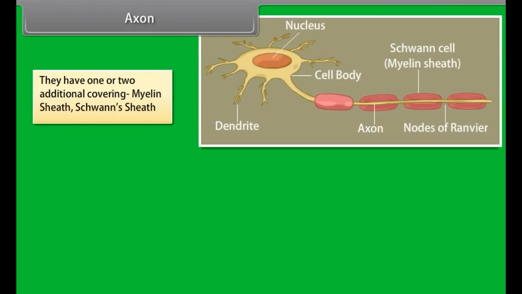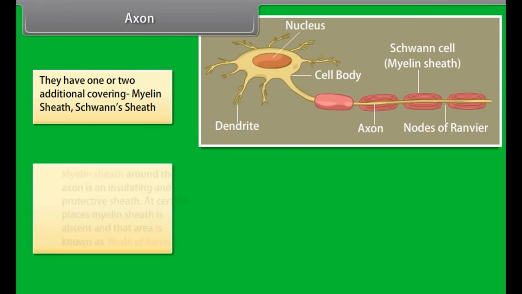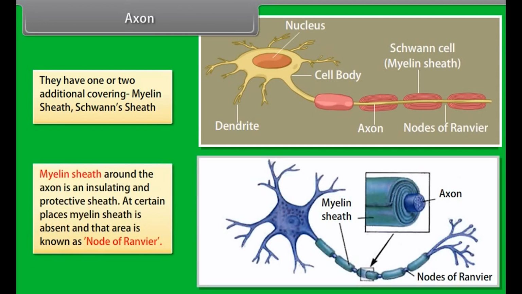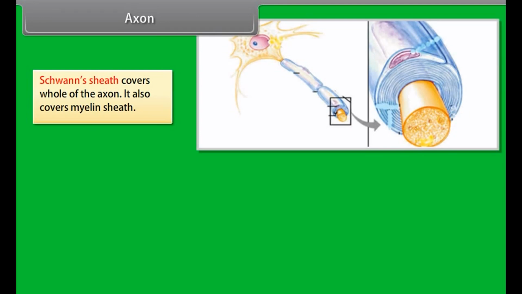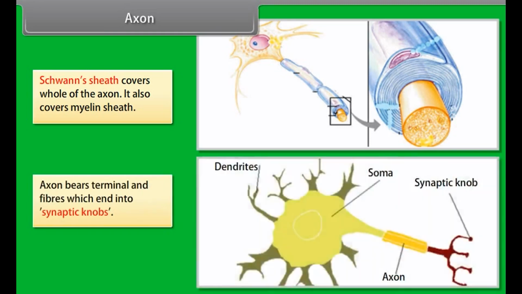They have one or two additional coverings: myelin sheath and Schwann's sheath. The myelin sheath around the axon is an insulating and protective sheath. At certain places, the myelin sheath is absent, and that area is known as node of Ranvier. Schwann's sheath covers the whole of the axon. It also covers the myelin sheath. The axon bears terminal fibers which end in synaptic knobs.